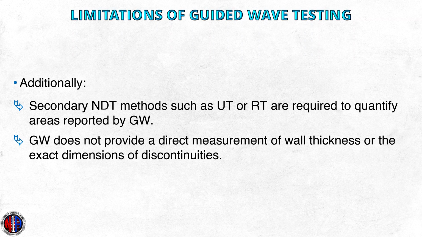Additionally, secondary NDT methods such as UT or RT are required to quantify areas reported by guided wave testing. Guided wave testing does not provide a direct measurement of wall thickness or the exact dimensions of discontinuities.